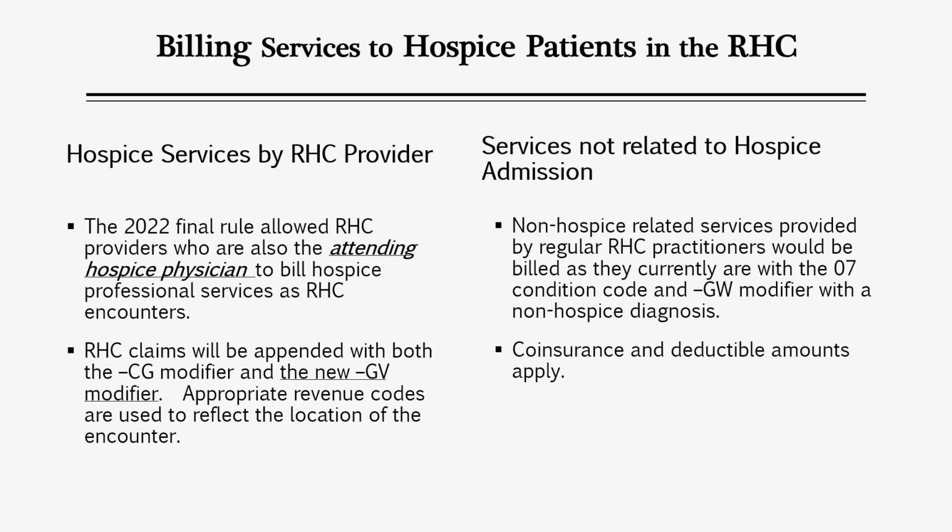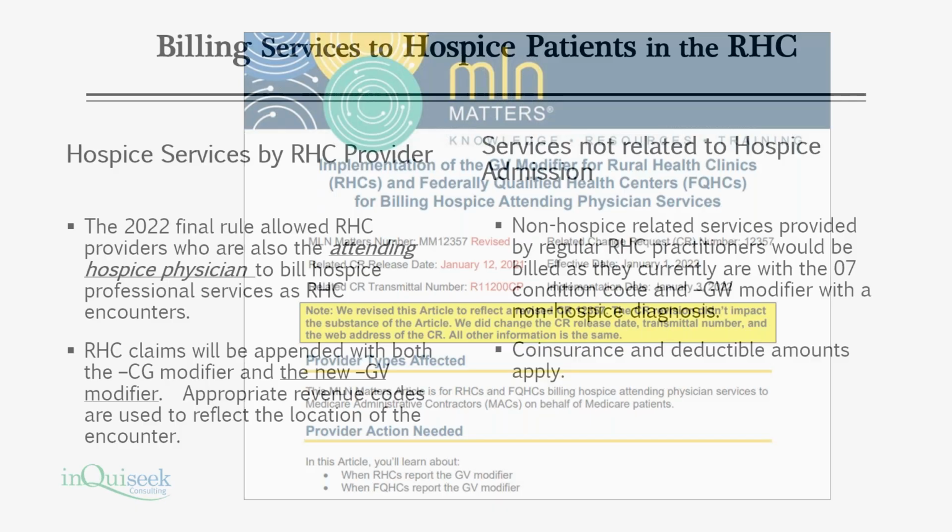So if I have a hospice patient with lung cancer and we're treating their lung cancer, that's a hospice service. If I have a sprained ankle for that lung cancer hospice patient, then I could put condition code 07 and the GW modifier on it. The cancer diagnosis would not drop on that claim, only the injury code. And so those are the two ways that we can bill hospice patients in the rural health clinic.